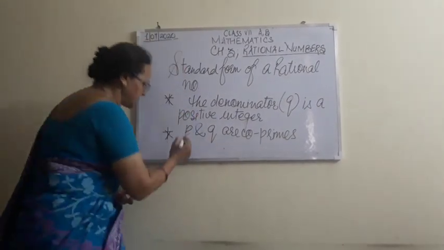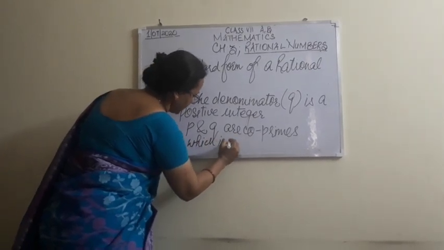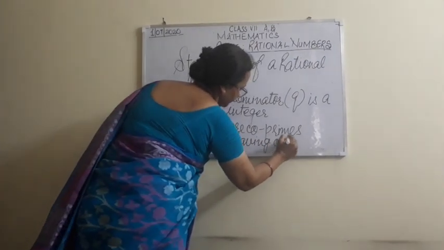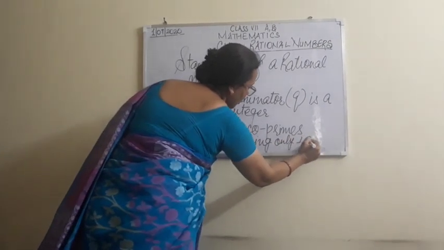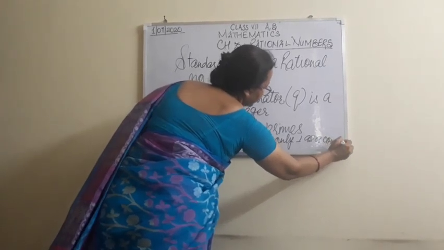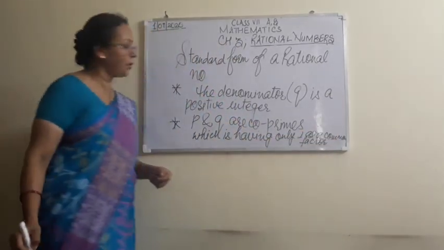Co-prime means having only 1 as a common factor. Okay students, this is the co-prime number.